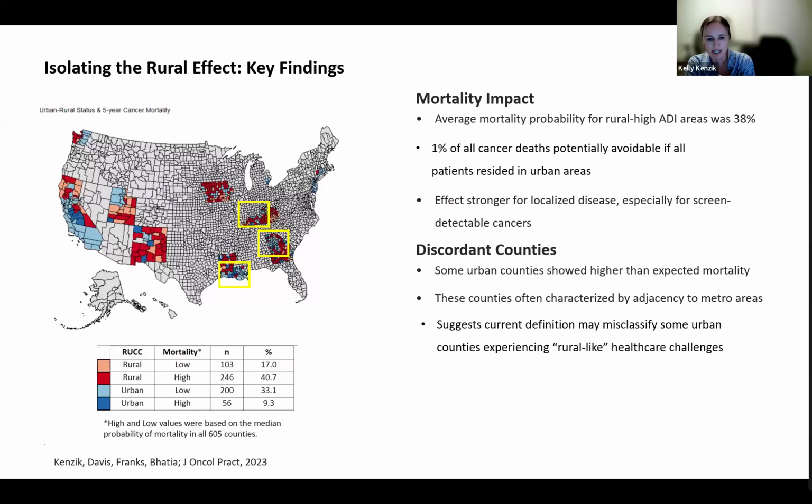And what we found was that they were actually rural counties by numbers, but they were adjacent to a metro area. So they wouldn't necessarily get the funding or the resources of a rural environment because they're classified as urban or metro, but they're experiencing the high mortality rates. So it suggests that our current definition may misclassify some of these urban counties that experience rural-like healthcare challenges.